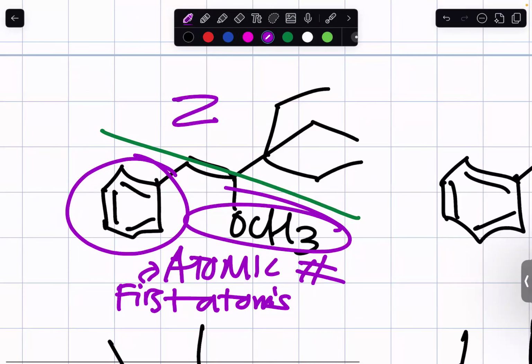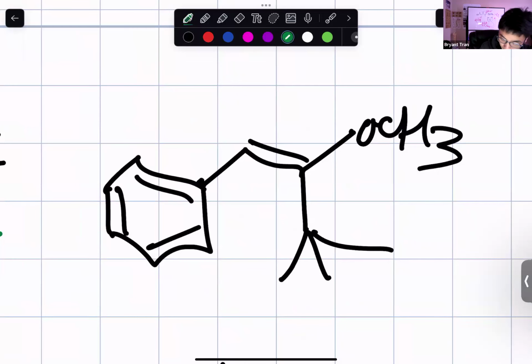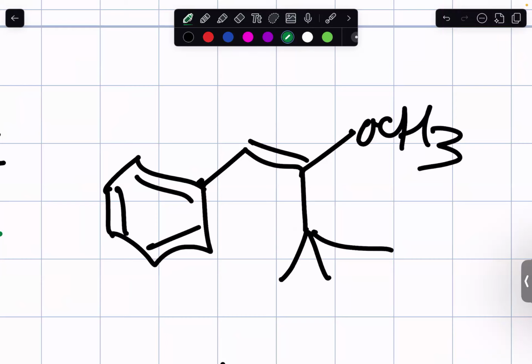Z. Yes, correct. And this one here, what would you say this one is, and how would you explain how you got there? Okay, let's see.